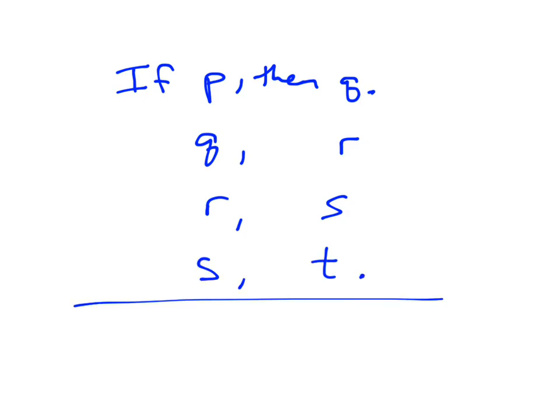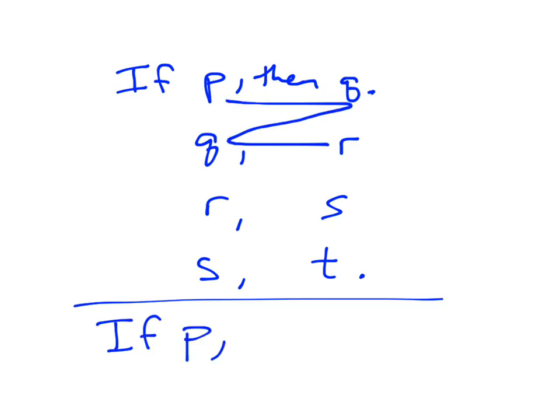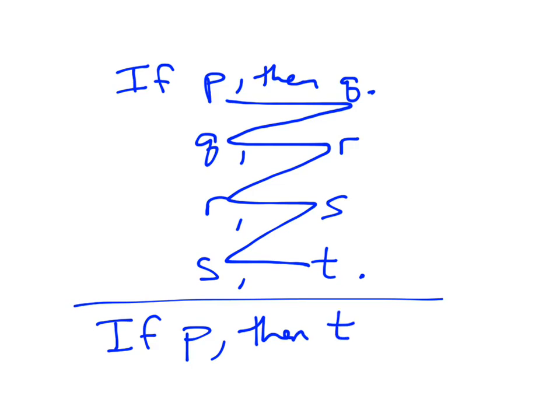You can do that as much as you want, and then it's valid to say that if P, then P leads to Q, which leads to R, which leads to S, which leads to T. So ultimately, if P, then T. So anything that takes that form is valid.